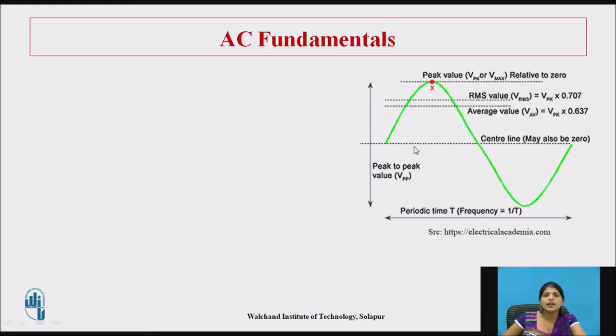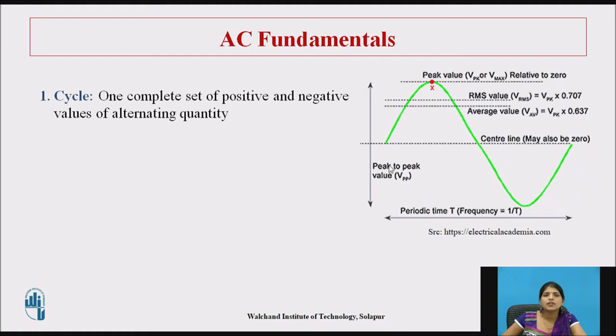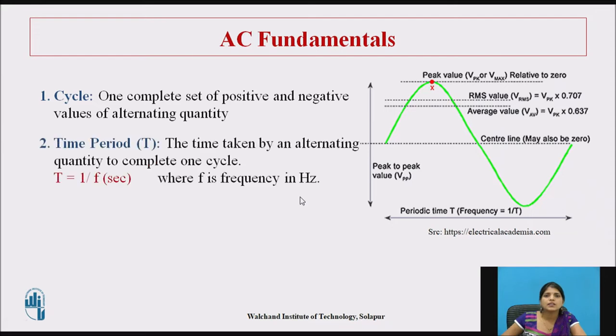So this is an AC signal. Here we have to find some definitions. First, cycle. Here this is an AC signal and now we will see some definitions related to AC fundamentals. One complete cycle, or one complete set of positive and negative values of the alternating quantity, is known as the cycle.